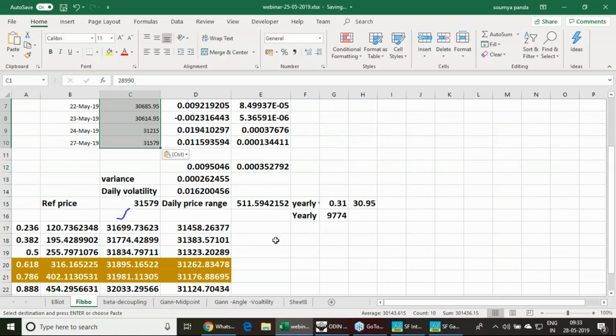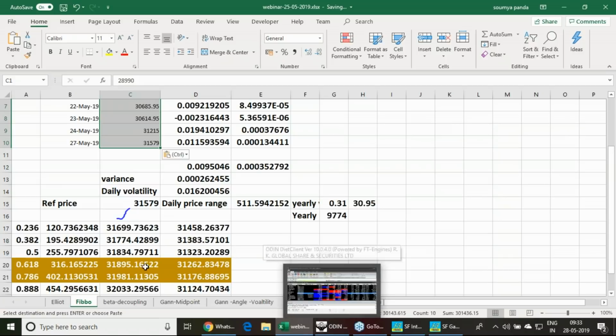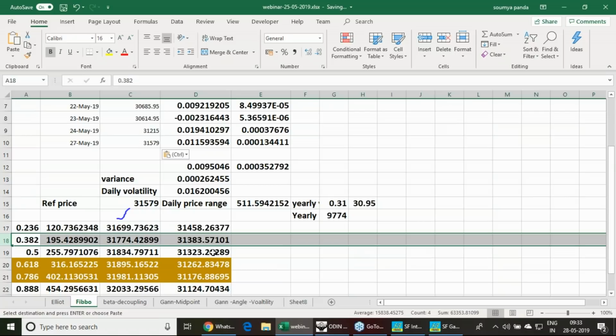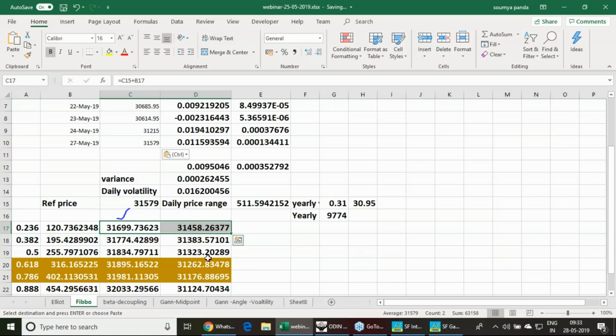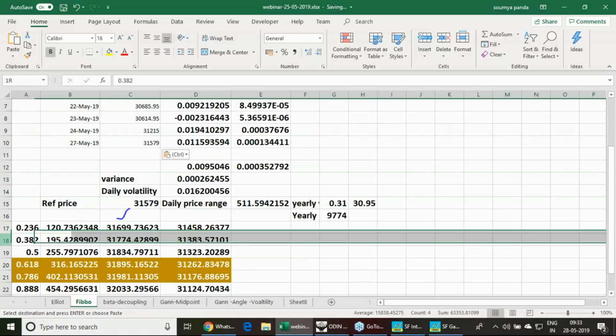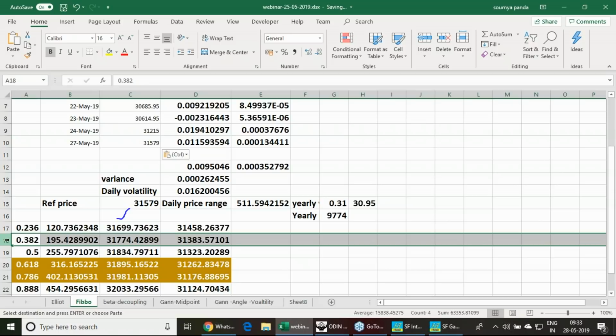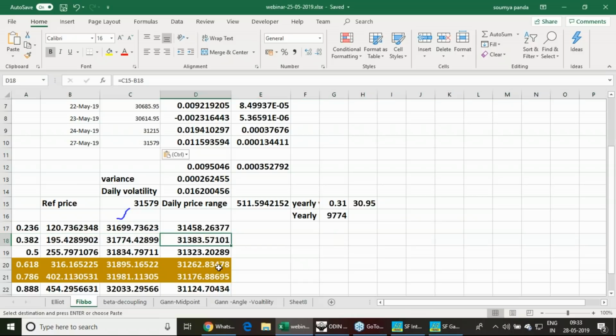So we will be seeing this. Bank Nifty, this is the value, it is coming to 31,600. For Bank Nifty you must enter at the 0.382 level. Don't enter at the 0.236 level. Bank Nifty's base is very high, so buy only above 31,774 and sell only below 31,383.